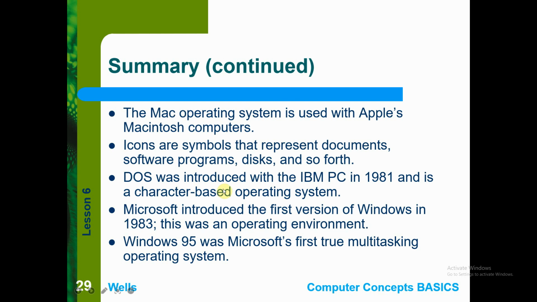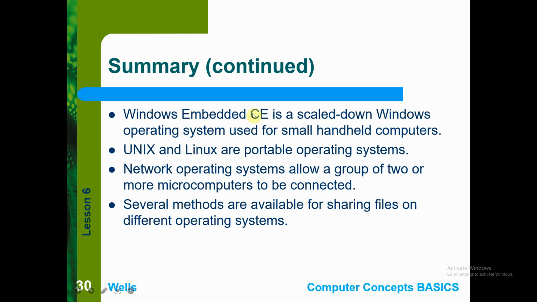And the introduction of DOS on the IBM PC in 1981 was a hardware-based operating system and it led to the development of Windows later in 1983, which was an operating environment, and also Windows 95 as the first true multitasking operating system. Windows CE is an embedded, scaled-down version of Windows for small handheld computers. Later we also have Android, one of the OS for smartphones, which is a mobile version of an operating system. And we have Unix and Linux, which are also considered portable operating systems.